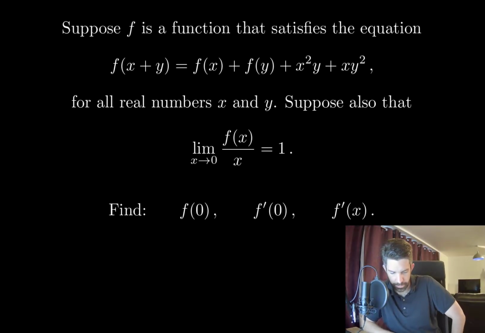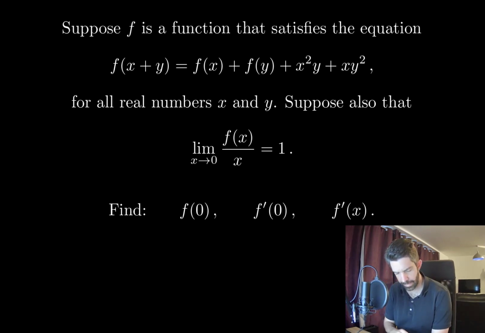Suppose f is a function that satisfies the equation f of x plus y is equal to f of x plus f of y plus x squared y plus xy squared for all real numbers x and y. Suppose also that the limit of x to 0 of f of x divided by x is equal to 1. Find f of 0, f prime of 0, and f prime of x.